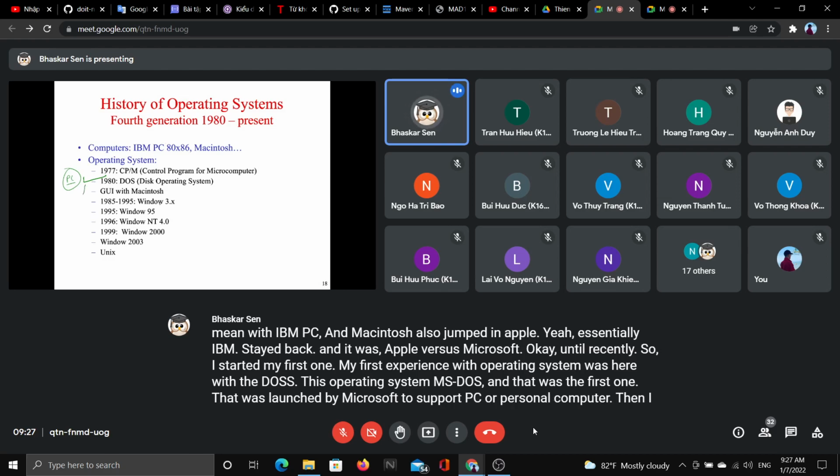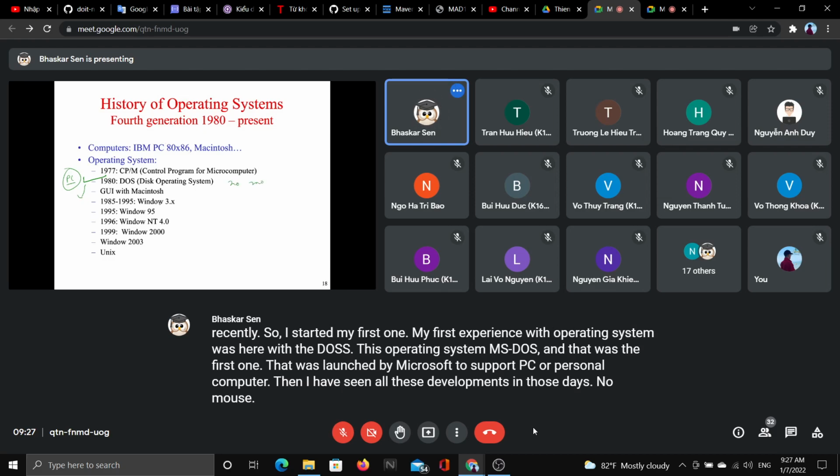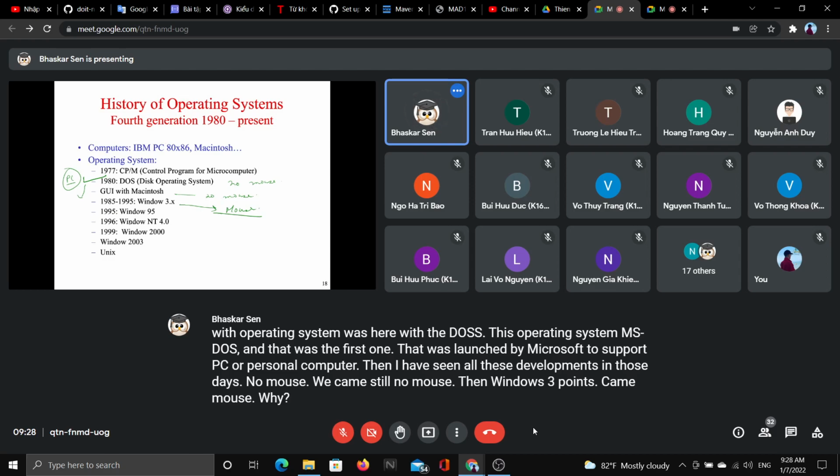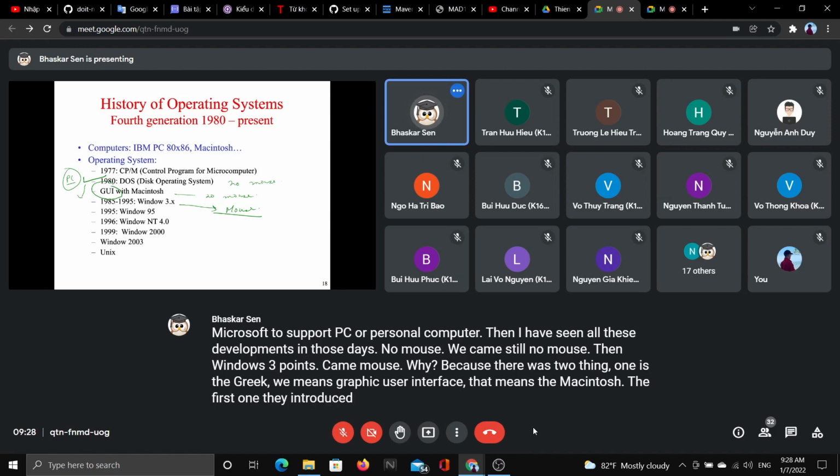Then I have seen all these developments. In those days, no mouse. The GUI came, still no mouse. Then Windows 3.x came, mouse. Why? Because there were two things. One is the GUI. GUI means graphic user interface. The Macintosh, the first one, introduced this user mode concept. MS-DOS didn't have the user mode.